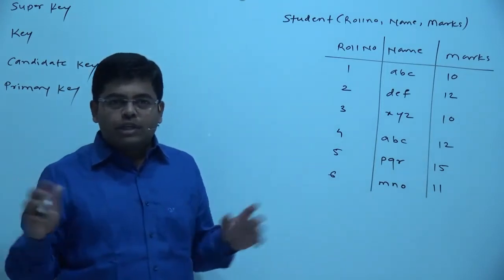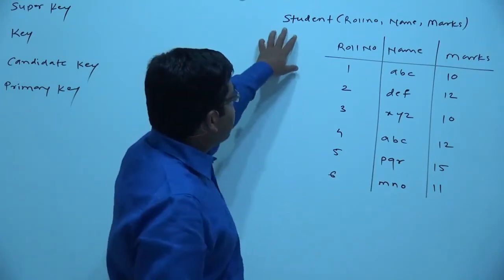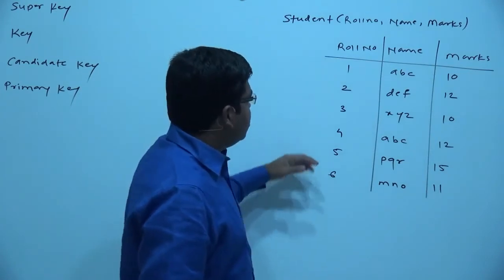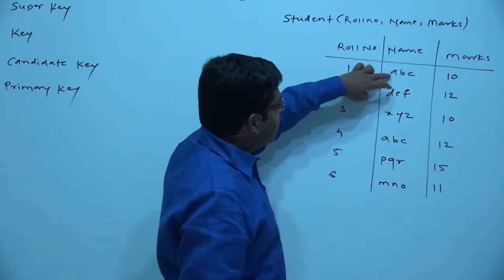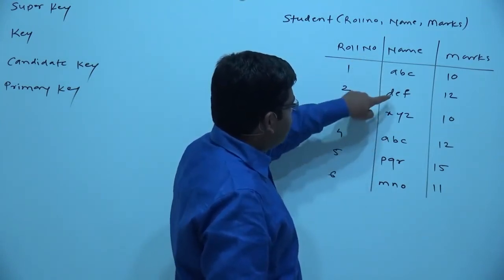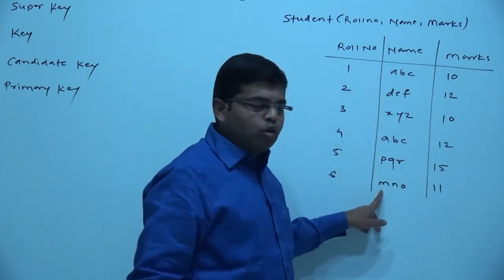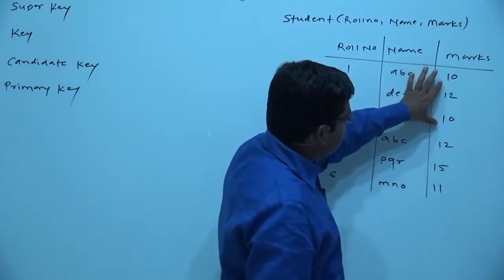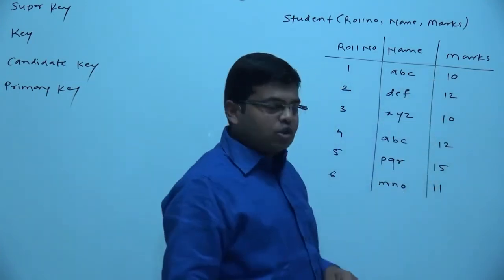general concept of keys in general, and for that we will be considering this data. It's a student table with 3 columns, roll number, name and marks, and the data is as given below. All the roll numbers are distinct, 1, 2, 3, 4, 5, 6. There is a repetition of name here, so ABC is being repeated twice. Then the remaining 4 names DEF, XYZ, PQR and MNO are distinct. And similarly, I have introduced some duplication in marks also. So 10 is repeated twice and 12 is also repeated twice.